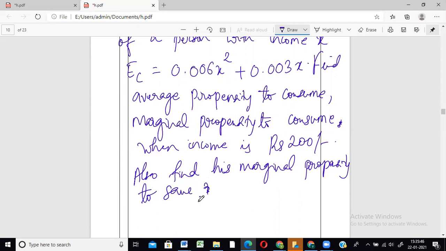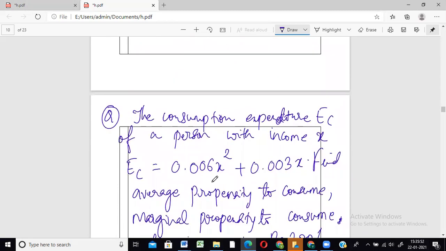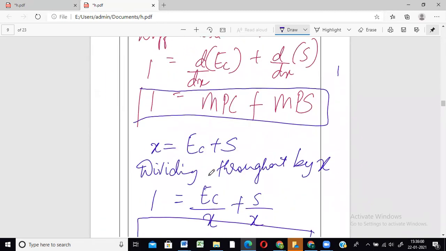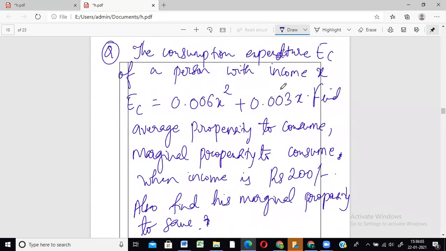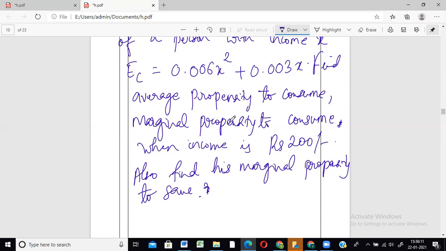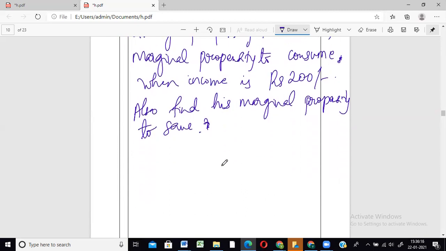Okay. So we have a few things to find out, and I did not do these formulas last time because we couldn't do these types of problems. So I thought we'll discuss the formula also on the same day. So in this question, they have given you the equation of consumption expenditure, right? And they're telling you to find out average propensity to consume, marginal propensity to consume at a particular point when income is 200 rupees. Also find marginal propensity to save, right? So these are the solutions. Now I'll quickly write down whatever is given.